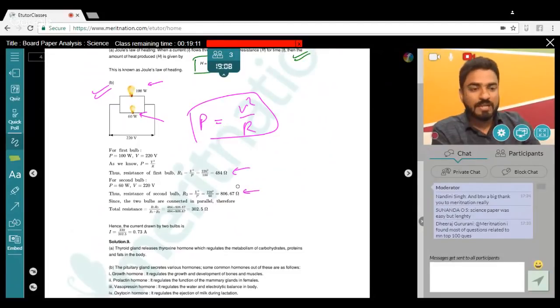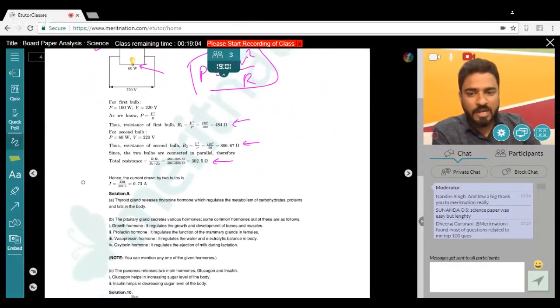So these bulbs are connected in parallel. So for parallel, the net resistance would be 302.5 ohm, and accordingly, for getting the value of the current that is being drawn from the battery, you just have to use I is equal to V upon R, and you would have got the final answer as 0.73 amperes. So this is the answer for the 8th question.